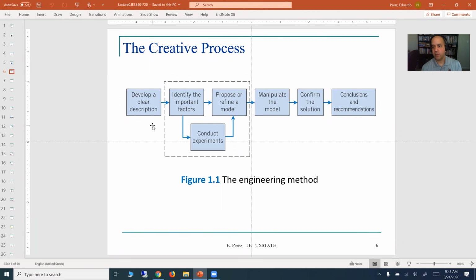Or if you are the decision maker, then you can make an informed decision based on the data and also the insights that you get from the model. So this creative process, this engineering method, is not only used for this class, it could be used also within other fields or other disciplines as well. But the description that I'm providing obviously is from the operational research perspective.